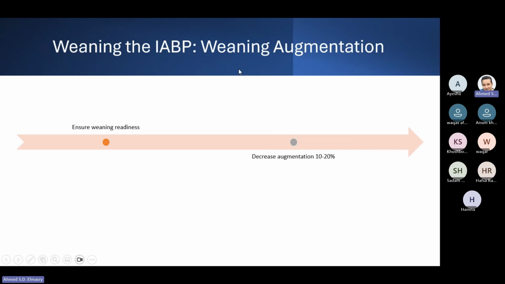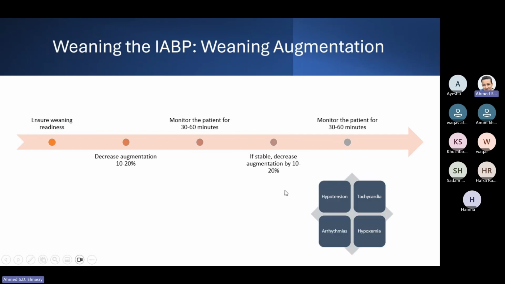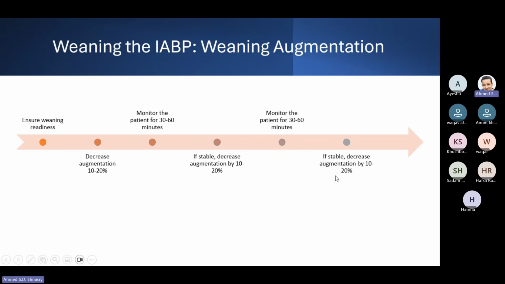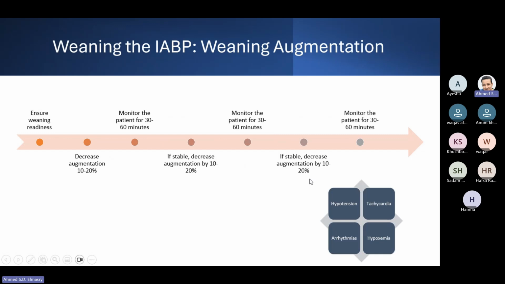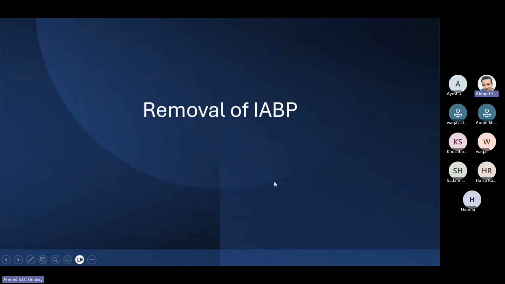The second method is weaning the augmentation ratio. You can decrease the augmentation by 10% for 1 hour, then assess the hemodynamics for the patient, then again decrease 10%. Once you reach 70%, you can go for the intra-aortic balloon removal.